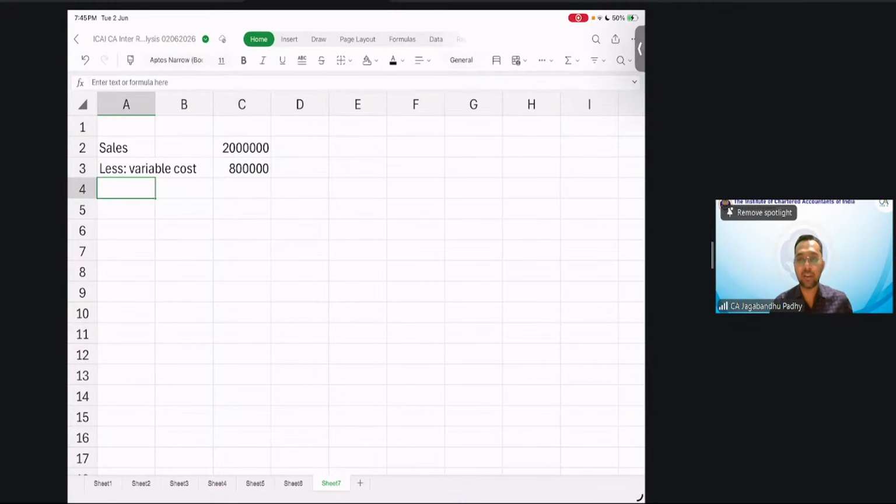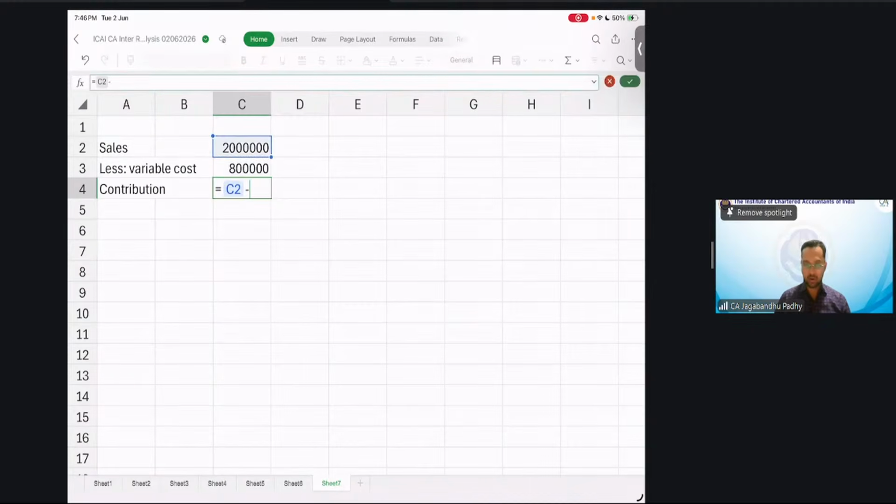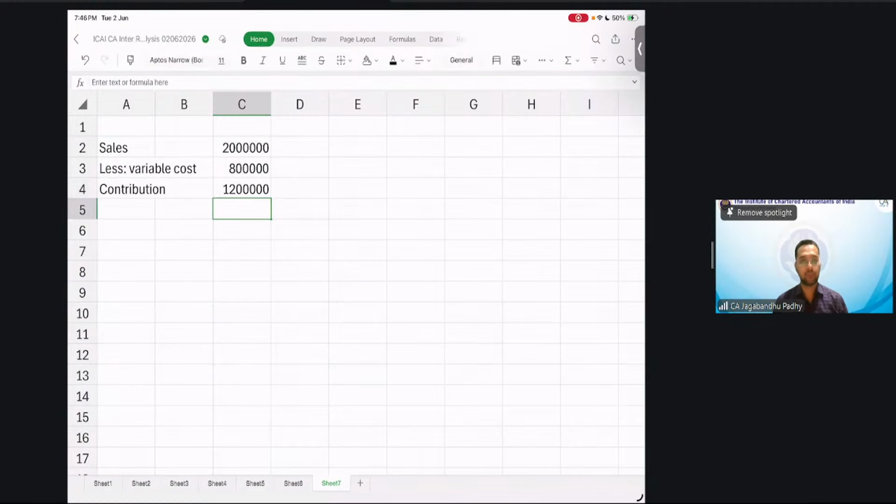Now, what is it that's remaining after subtracting variable cost from sales? Sales less variable cost, what is the term called? Contribution, right? So contribution is 12 lakh.